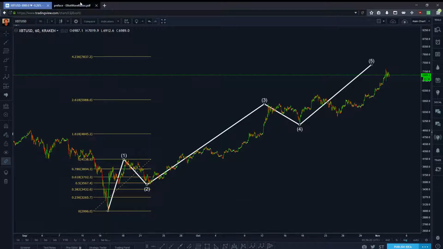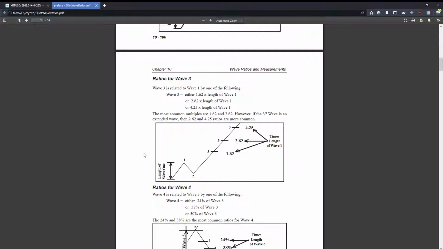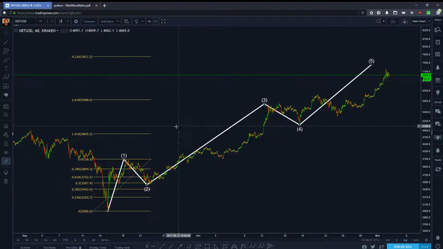So wave 3. Right, so 1.62, 2.62, or 4.25 of wave 1. It looks like in this case we bounced off of the 2.62. Now I'm drawing this on the Kraken chart for the first time. Usually I use BitMEX. And on the BitMEX chart we actually bounced off this level beautifully.